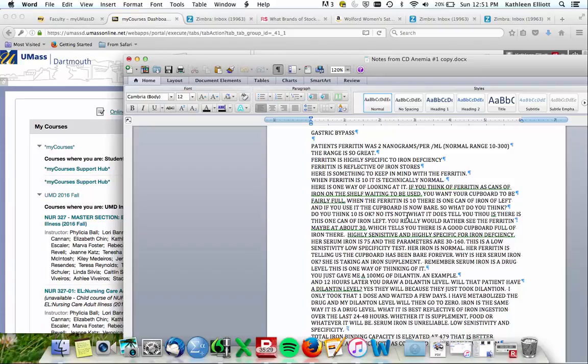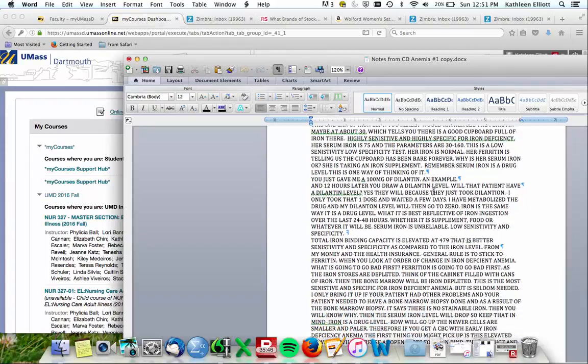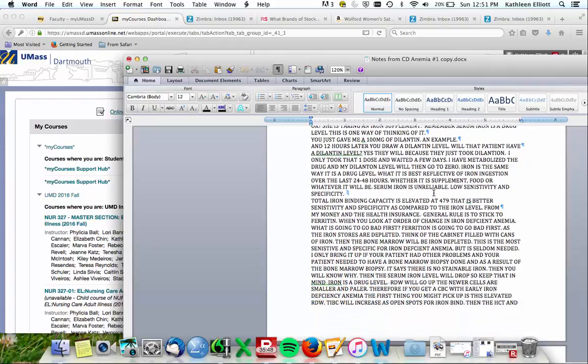What it is best reflective of is iron ingestion over the last 24 to 48 hours. Whether it is supplement, food, or whatever it may be, serum iron is unreliable, with low sensitivity and specificity. Total iron binding capacity is elevated at 479. That has better sensitivity and specificity as compared to the iron level.